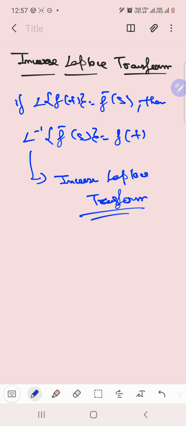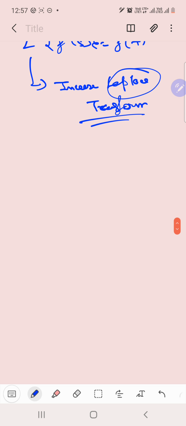The main concept is studying the Laplace transform. If you have studied Laplace transform, then inverse Laplace transform will be automatically understood. Let us understand a few formulas of the elementary functions which will help us in finding the inverse Laplace transform. We already know about the Laplace transforms, so let us take the first example.